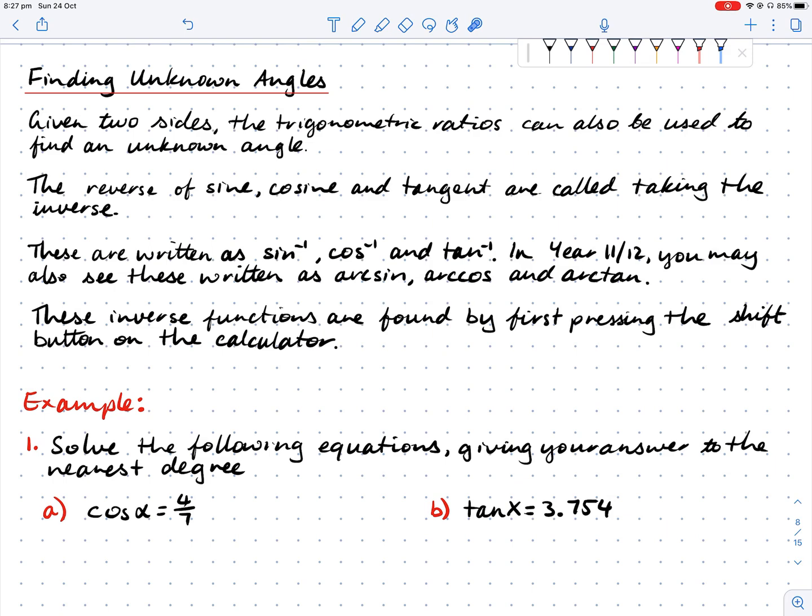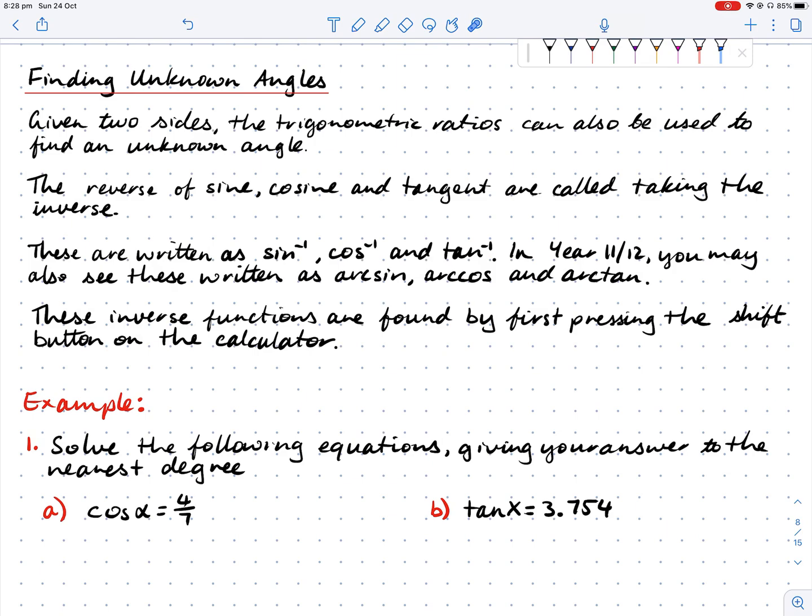So if I know one of the other angles, then I can find the other one easily because we know angles in a triangle add up to 180 degrees. But we need to find one of them first before we can go any further. So if I know two of the sides of the triangle, and it's a right angled triangle, then we can also use these trig ratios to find the angle.